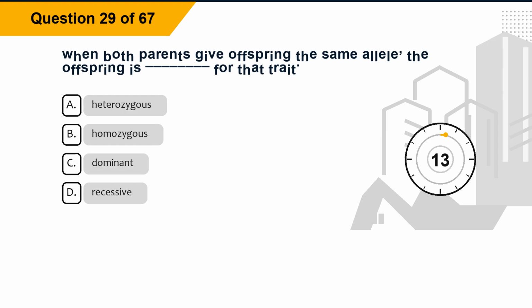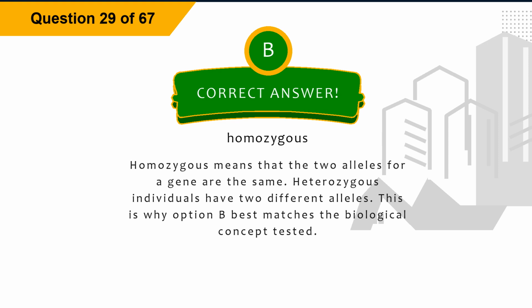Question 29. When both parents give offspring the same allele, the offspring is blank for that trait. Option A, heterozygous. Option B, homozygous. Option C, dominant. Option D, recessive. The correct answer is option B, homozygous.